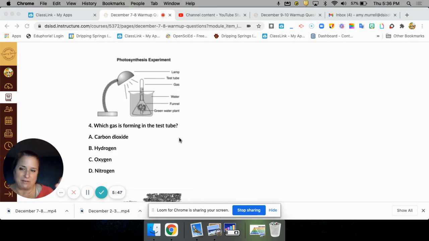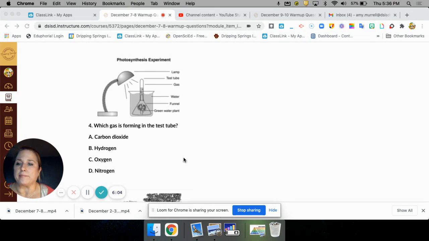So a couple of ways you can figure this out. This is a question about photosynthesis. So ask yourself, what gas is the product of photosynthesis? And the answer is oxygen. So it has to be oxygen forming in that test tube.